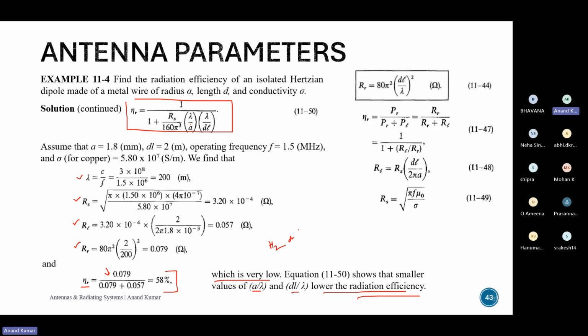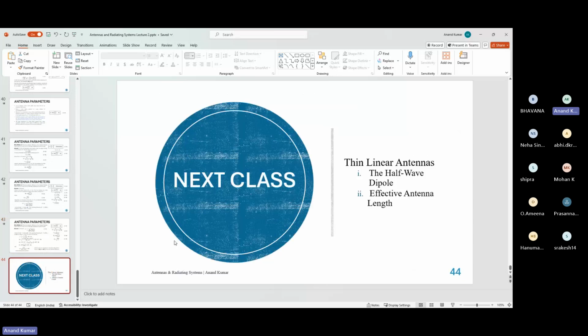We took a lot of time today. We started late, so I'll stop here. In the next class, we'll look at thin linear antennas, the half wave dipole, and effective antenna length. I'll share these slides now, and if you have questions, we can discuss them in the next class or in the WhatsApp group.